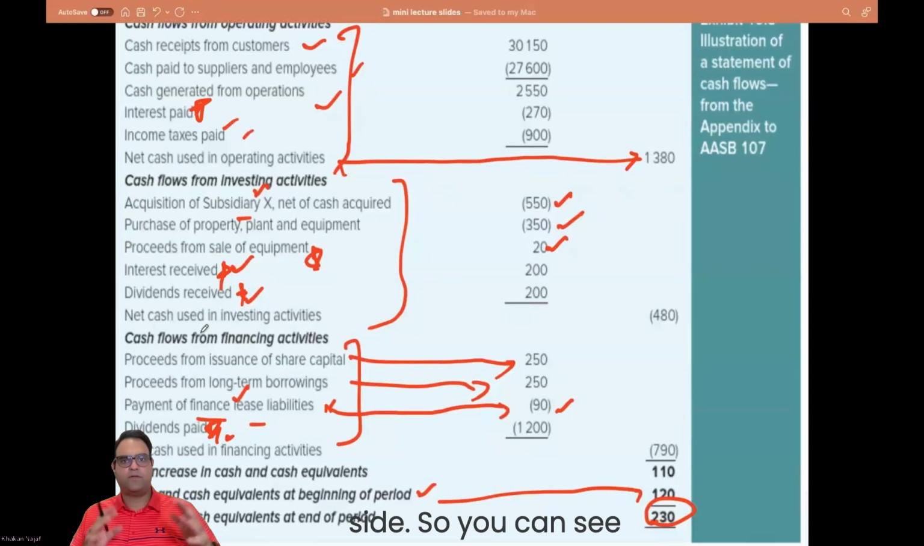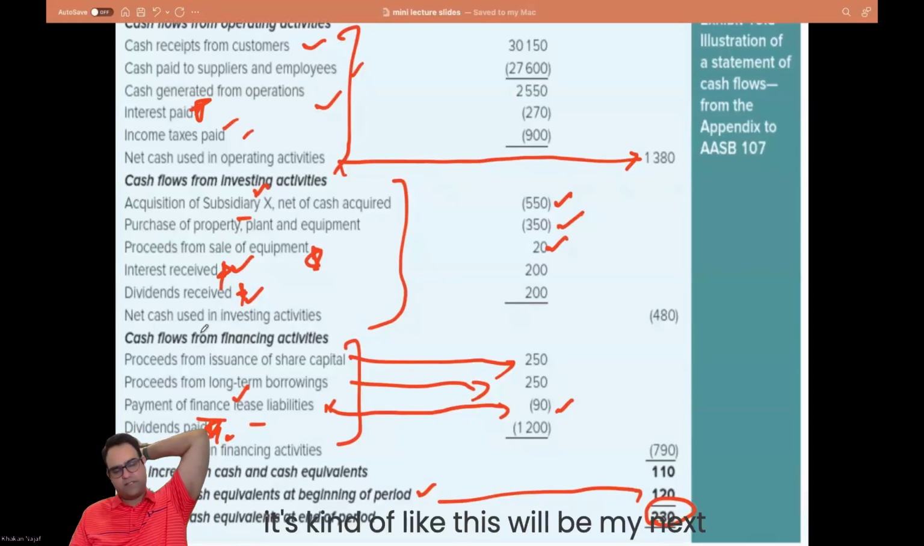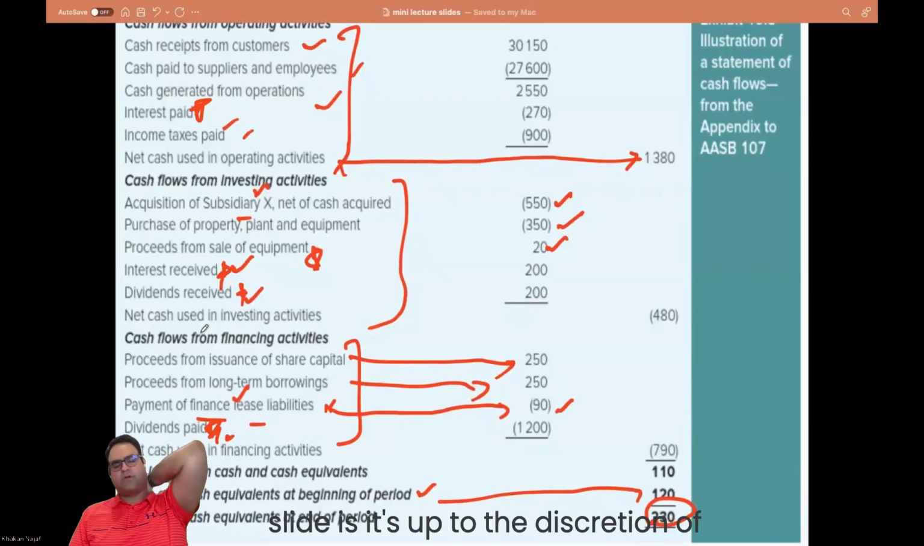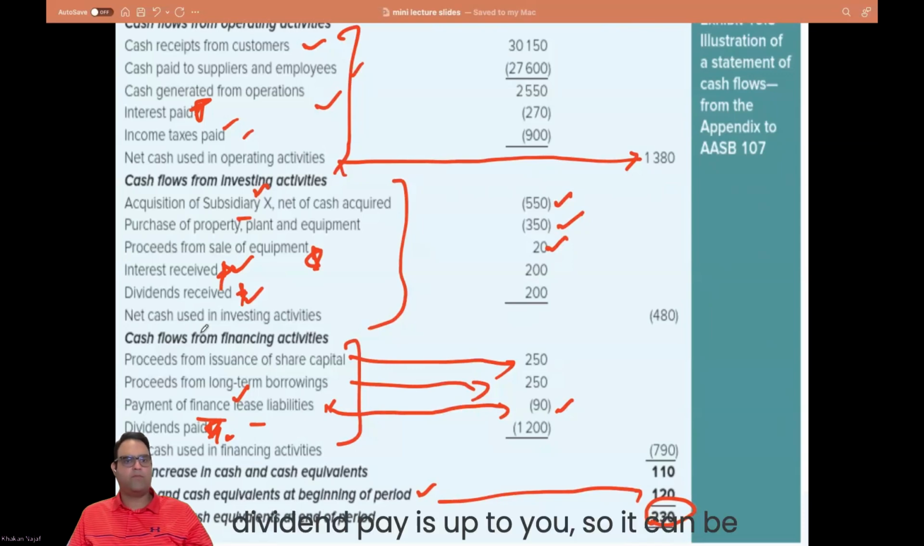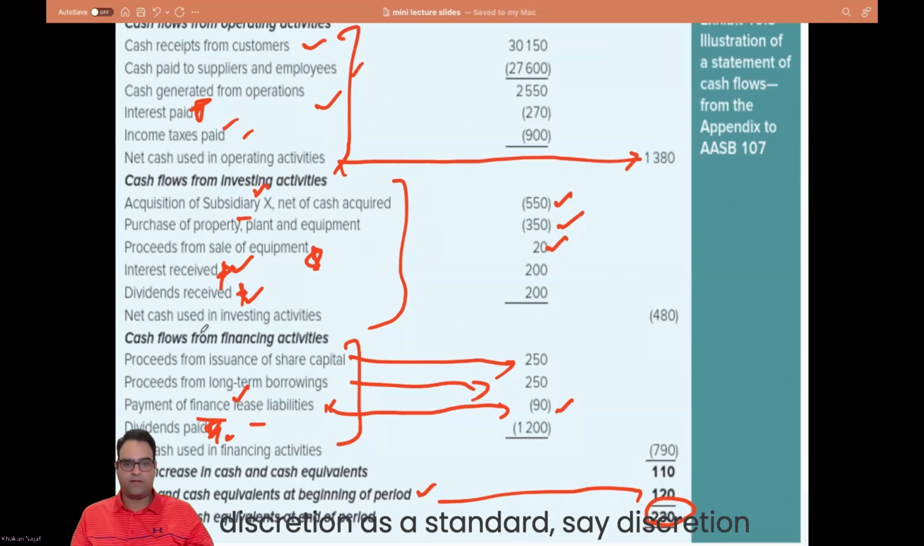So you can see, this will be my next slide. It's up to the discretion of the company. Wherever they want to consider the interest received and the dividend paid, it's up to them. So it can fall in any category you like. If I'm marking your paper and you write the interest received in operating activities and another student writes it in the investing activities, it's okay, because it depends on the discretion of the company, as the standards say.